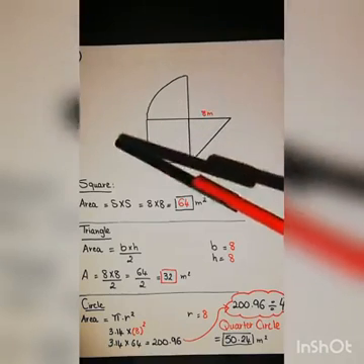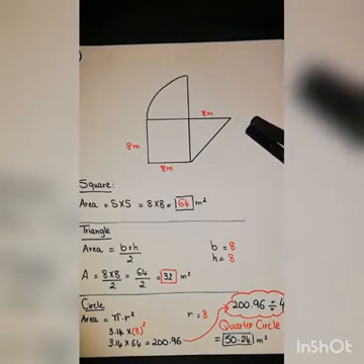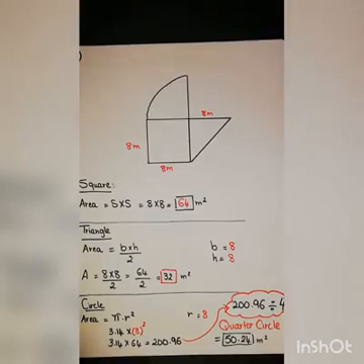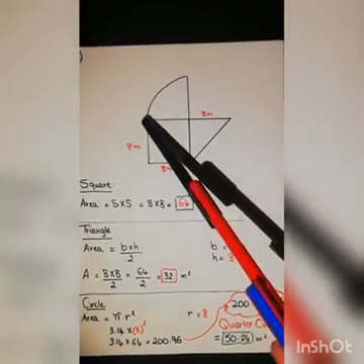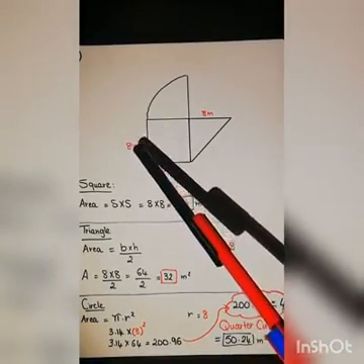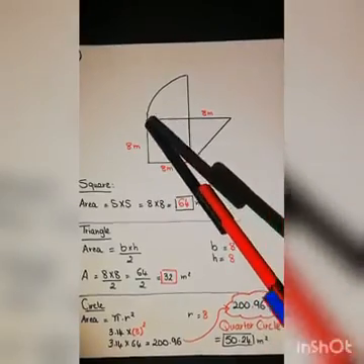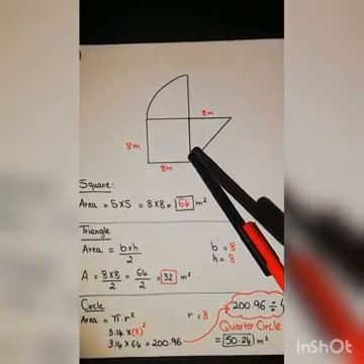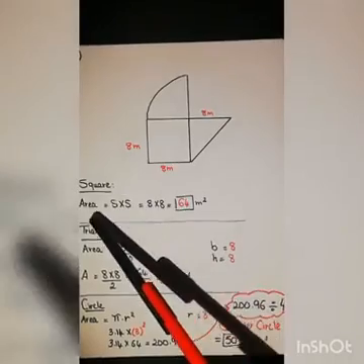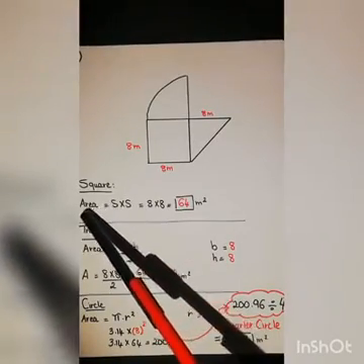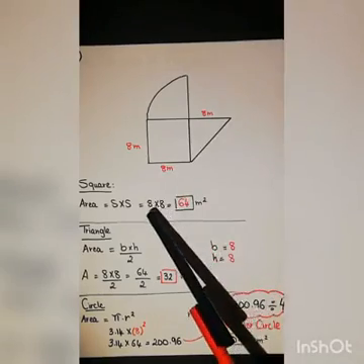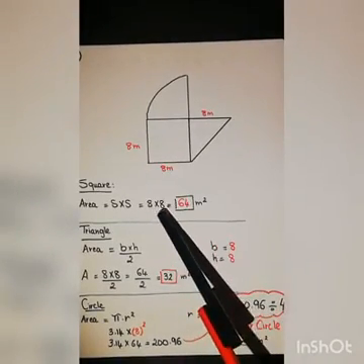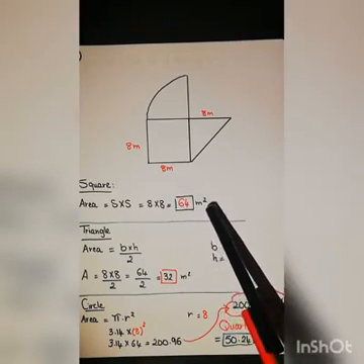To find the area of the whole figure, we're going to start by finding the area of each shape alone. First, I'm going to start with the square. As we can see, the side of the square is 8 meters. So all the sides have the same measurement as mentioned before. To find the area of the square, we apply the rule area equals side times side. So 8 times 8 is 64 meters square.